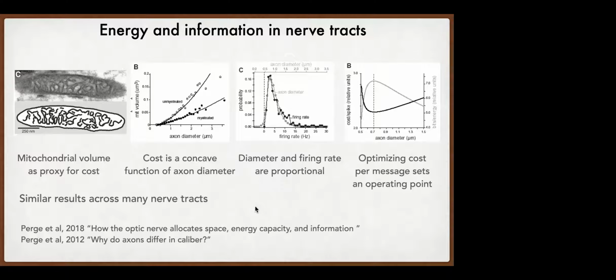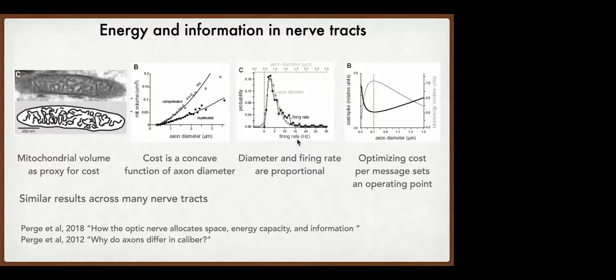So one thing you can do is, as everybody knows, in cells of this kind, it's the mitochondria which are the energy factories. So one thing you could do is to consider the mitochondrial volume or mitochondrial membrane area as a proxy for the cost. In these two papers, the authors went to many different kinds of neural tracts and worked out how much mitochondrial membrane area there was as a proxy for the cost of using this neuron. And then they compared that cost to the firing rate of the different neurons and found an excellent match.